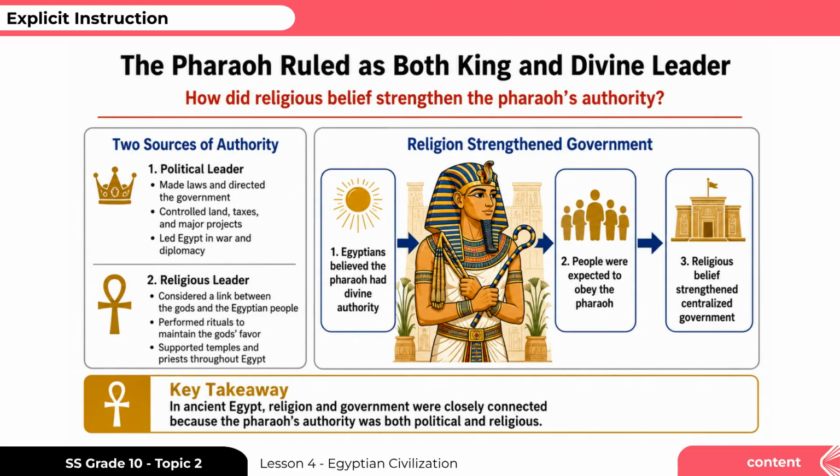Now follow the cause and effect sequence on the right. Egyptians believed the pharaoh had divine authority. Because of that belief, people were expected to obey him, and that obedience strengthened centralized government. In other words, obeying the pharaoh was not only political, it was connected to maintaining religious order and the favor of the gods. The key idea is that religion and government were closely connected in ancient Egypt.